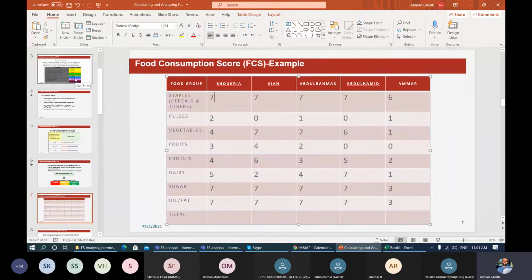So tamam, and then we're going to take it and multiply it by the weight. Does anybody remember the weight for the Staples group?